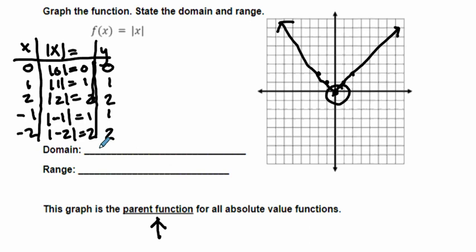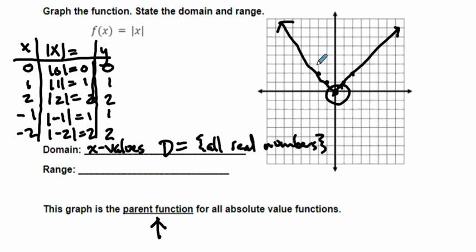Now the domain is what x values can I put in here. So it's always your x values. And for this, my domain is going to be equal to all real numbers, because there isn't anything that I can't put in here. There's nothing that won't work in this.